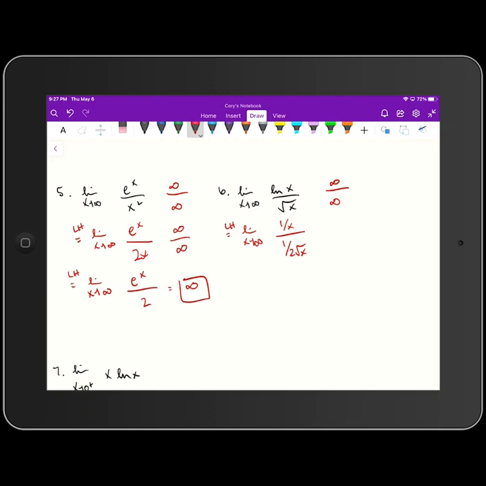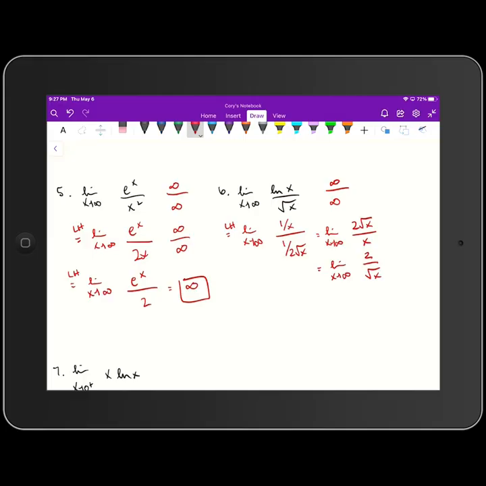Okay, so when I simplify that, that's going to become the limit as x goes to infinity of 2 radical x divided by x. That expression is going to simplify to 2 over radical x.